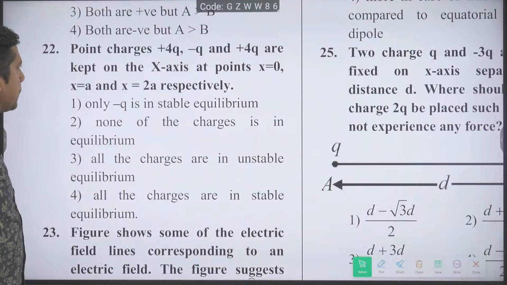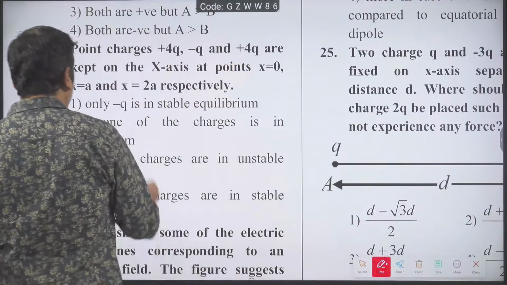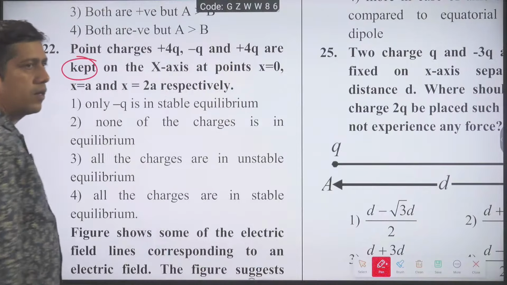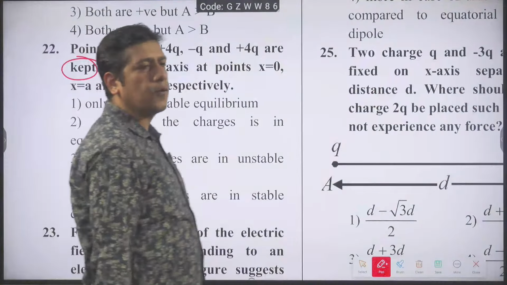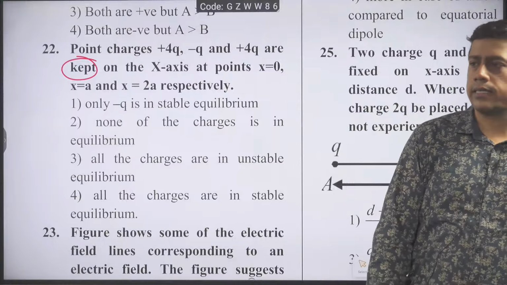चलो भाई देखते हैं. The most important word here is this one. Point charges 4q, minus q, 4q are kept on the x-axis.